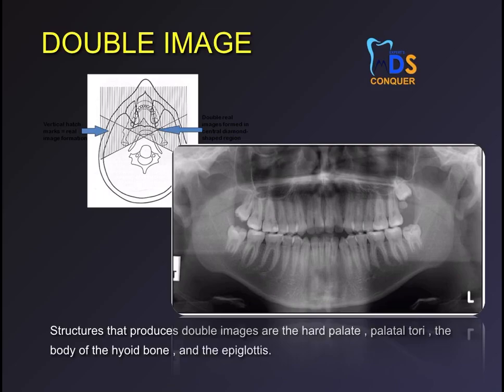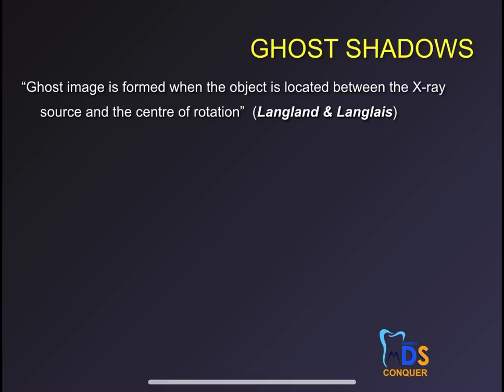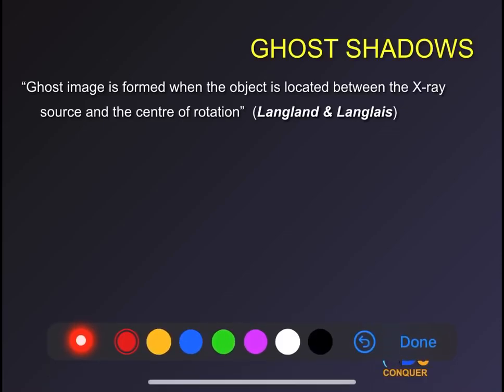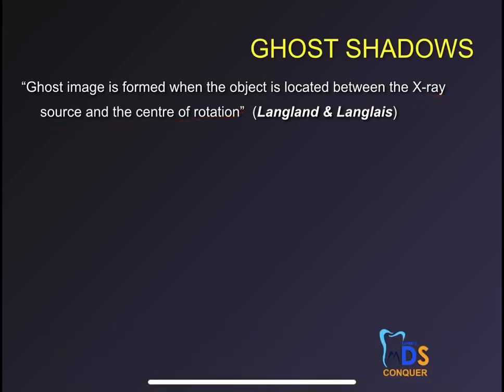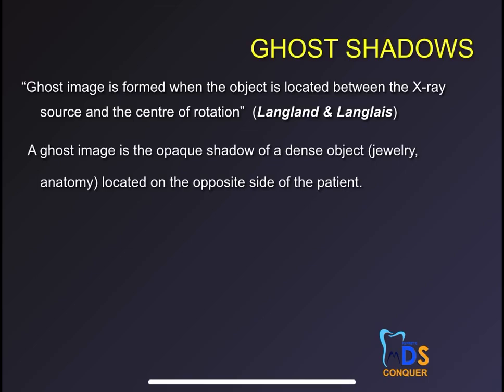Okay. So next, coming to the ghost images. As I said, these are the objects which fall between the X-ray beam and the center of rotation. Next, a ghost image is an opaque shadow of a dense object. Either it could be jewelry or anatomy located on the opposite side of the patient.